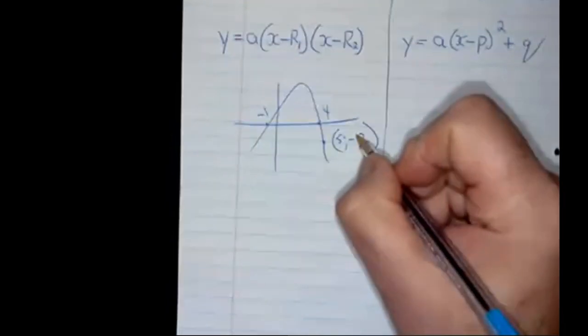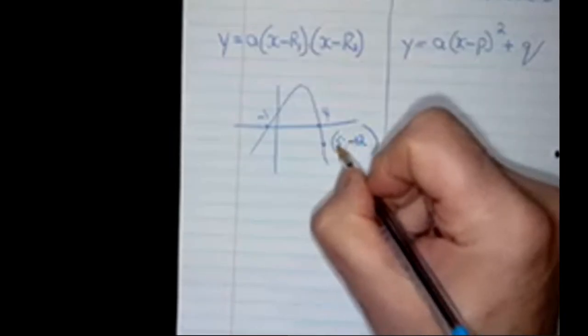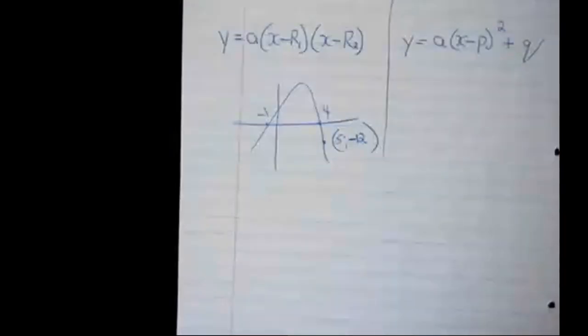So there we go. Minus 1 over there, 4 over there, 5 and minus 12 over there. So only my grade 12s that really studied for their test could do this. Most of them just left it out. I was not happy.